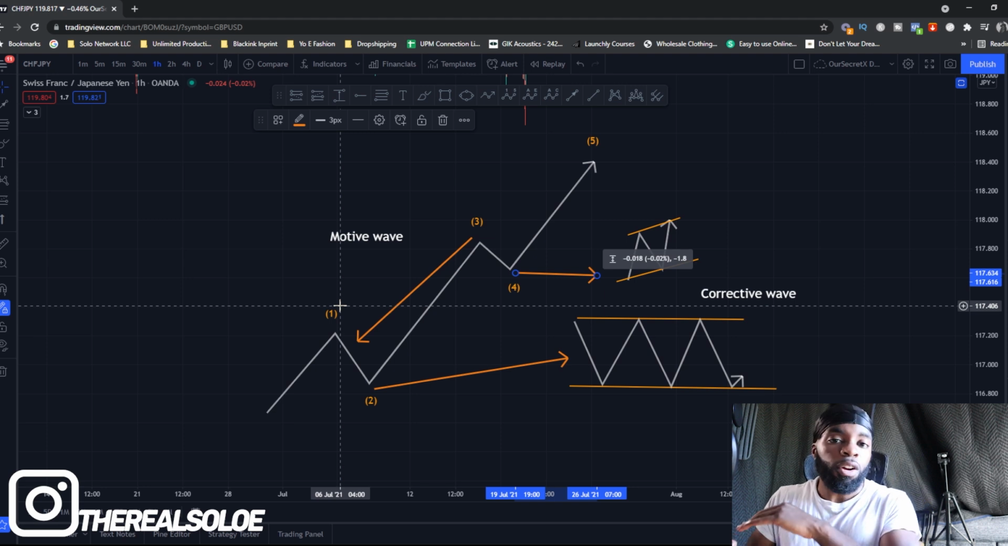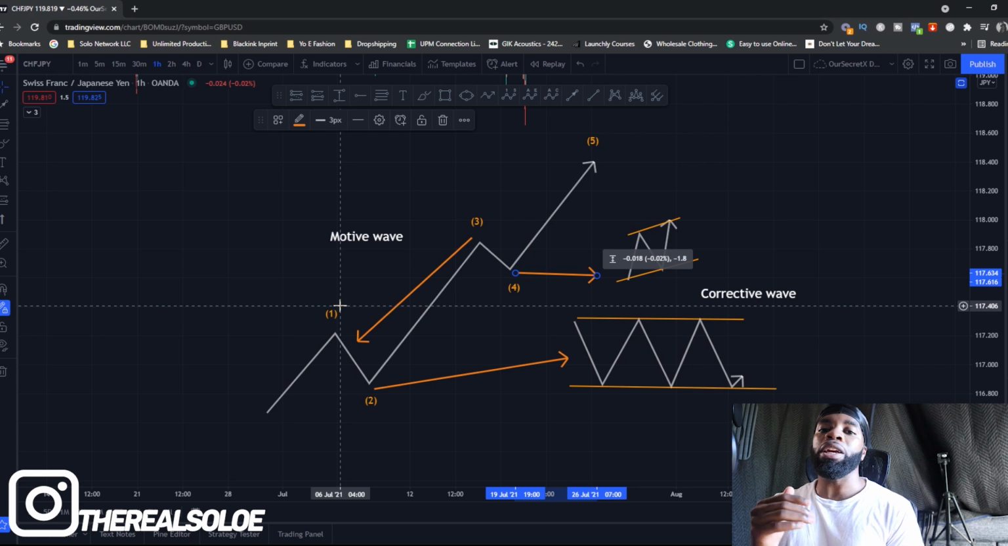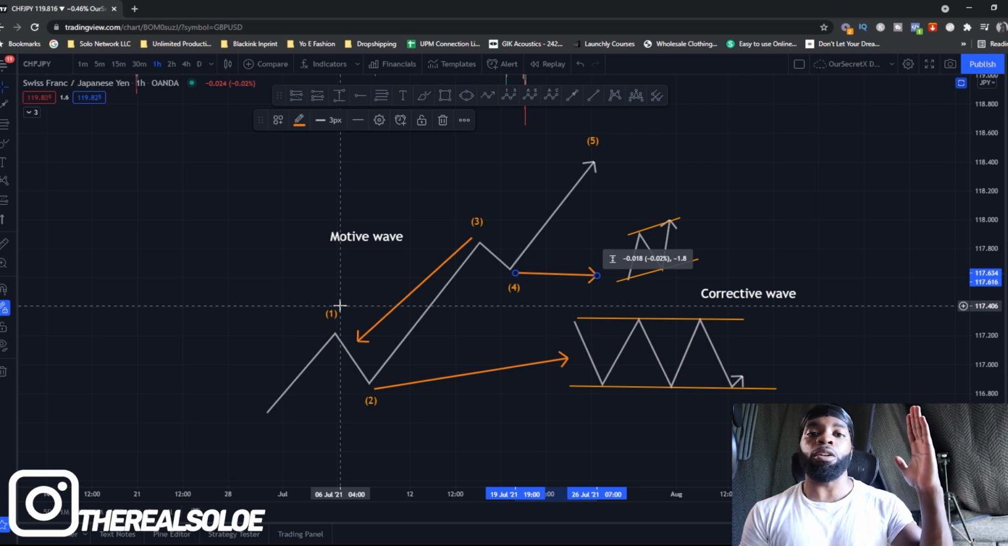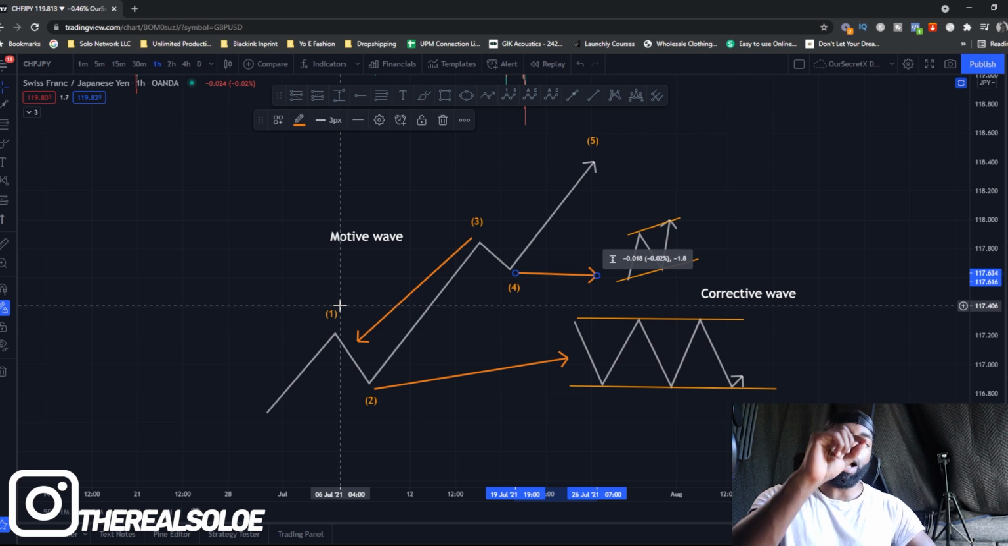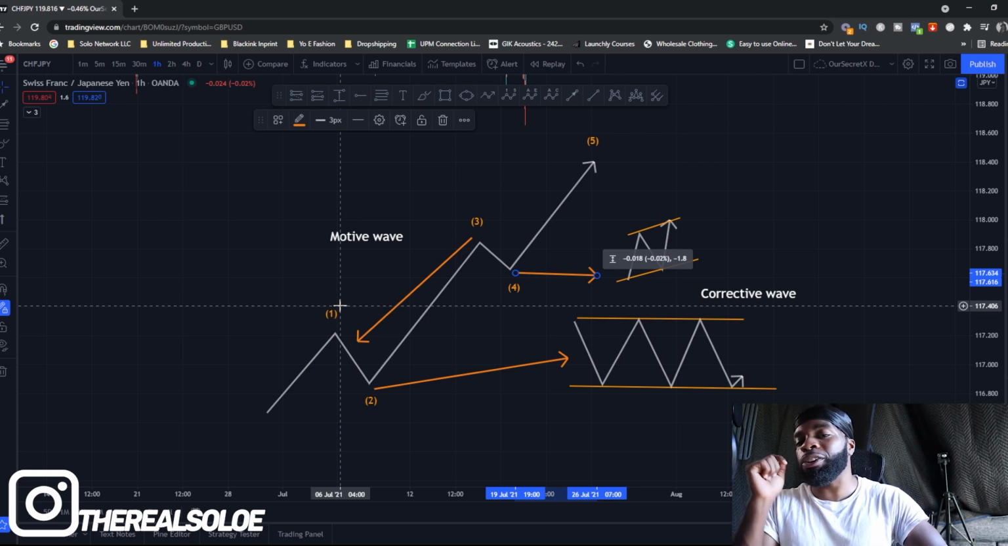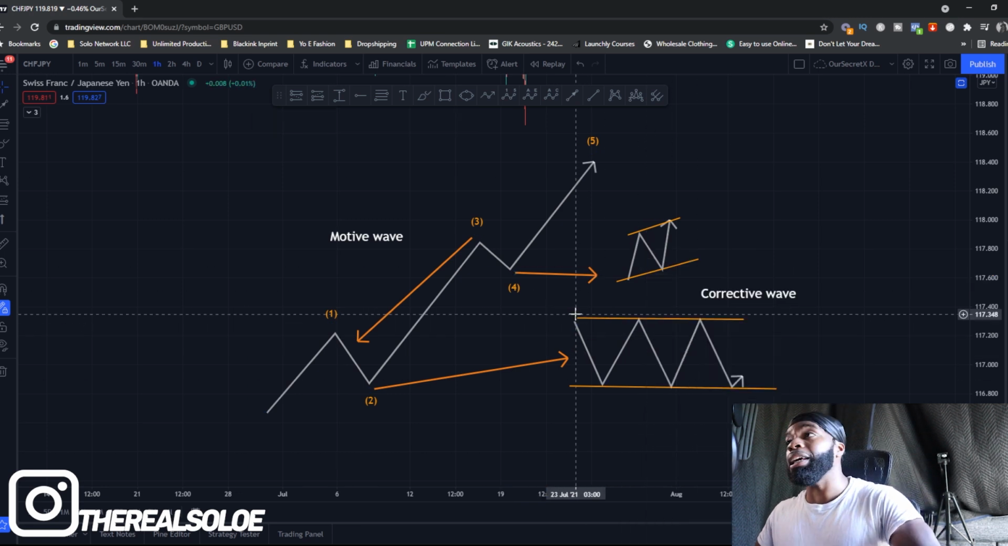So just to refresh everybody and go back, when you think of any pullback or any retracement from an uptrend, from an impulsive wave, or from a downtrend, you're going to have that pullback, and inside that pullback, there's going to be one of these patterns forming, whether it's an ABCDE pattern or an ABC pattern.